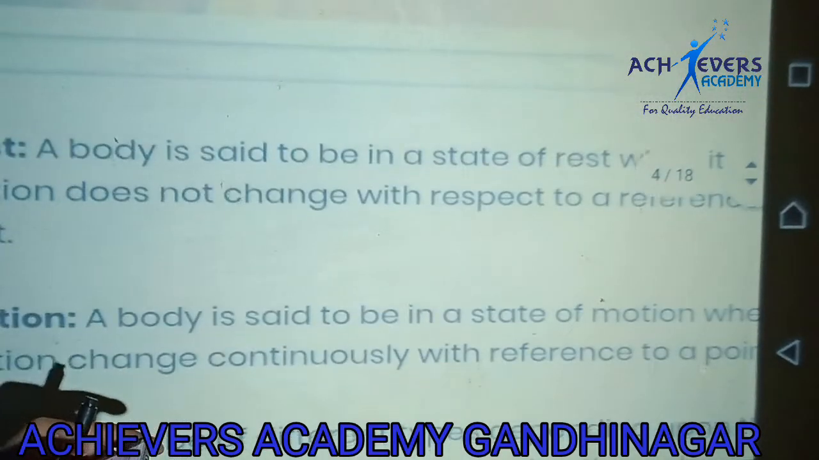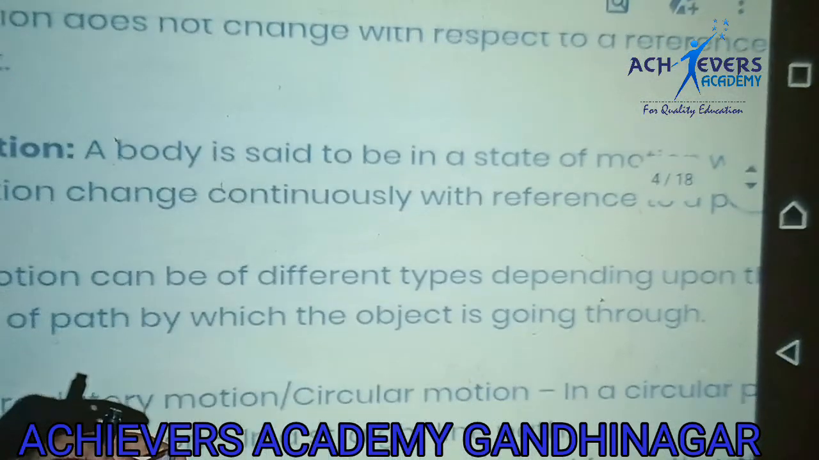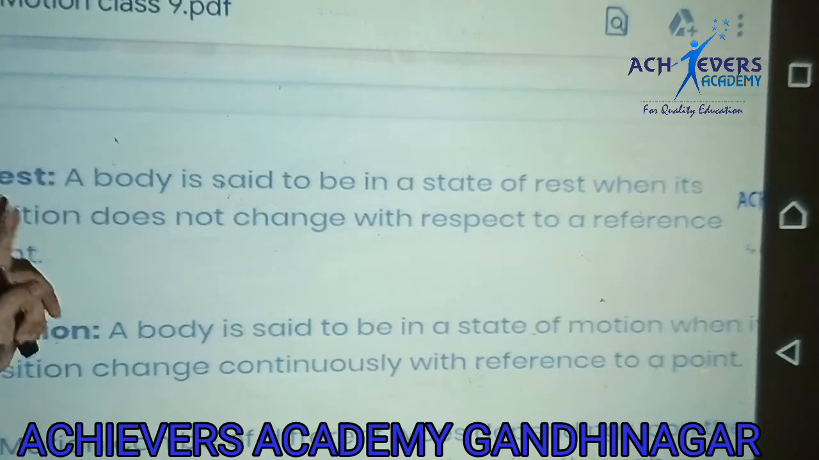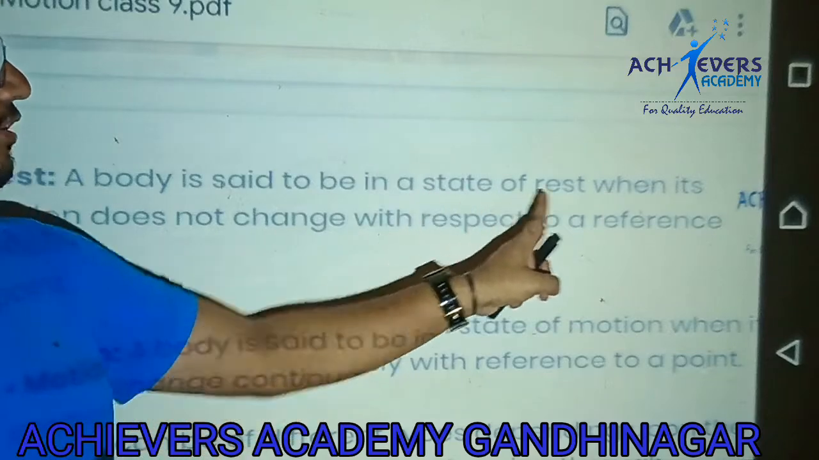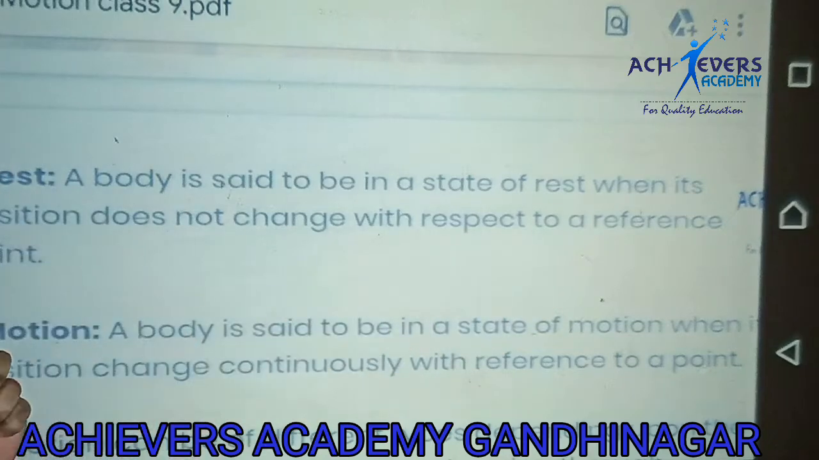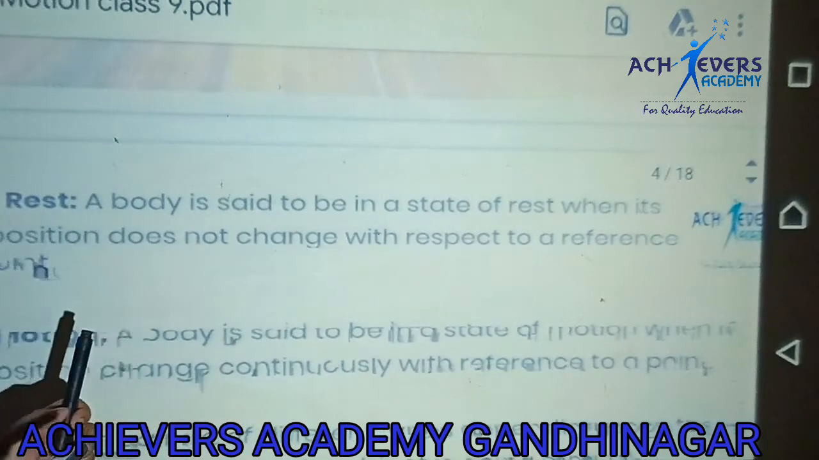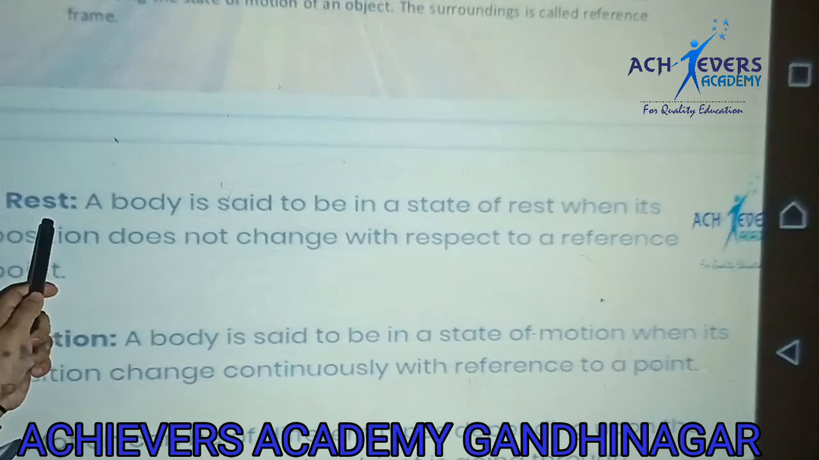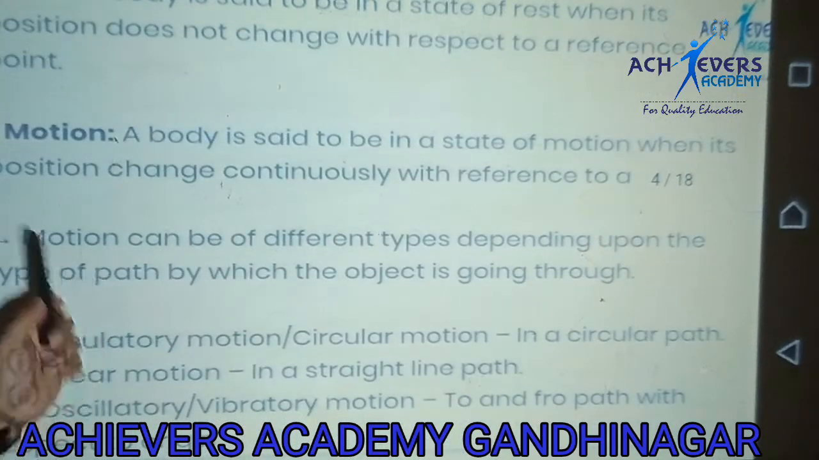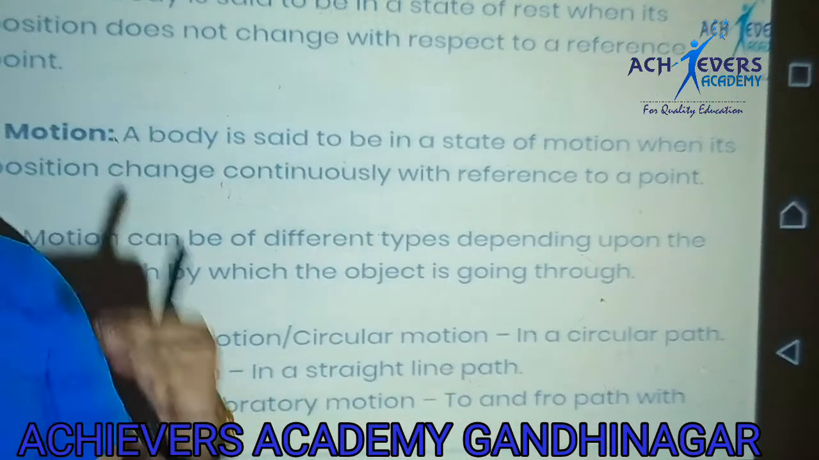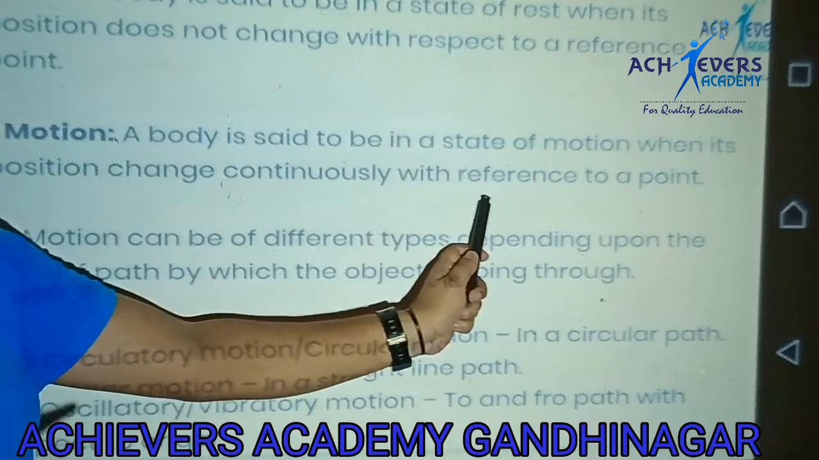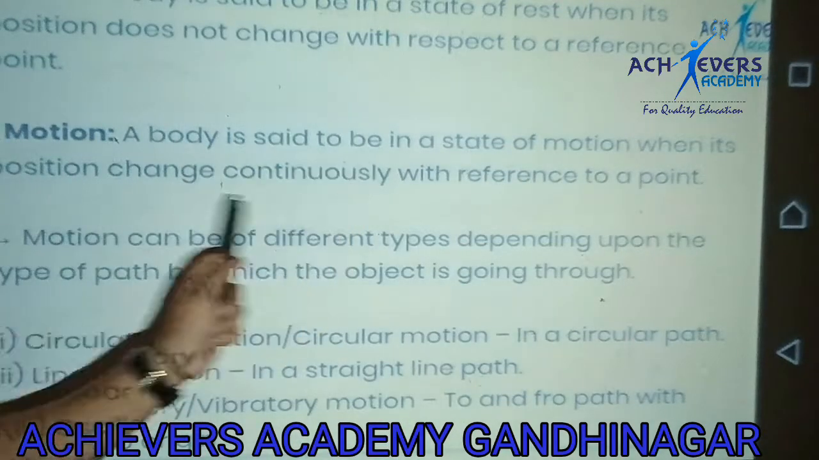Now, let's come to the definitions of the terms. The first term we need to think about is rest. So what is rest? A body is said to be in a state of rest when its position does not change with respect to a reference point. Then next, motion. We already discussed motion. Here is the statement, which I have written so that you can note it down in your notebook. A body is said to be in a state of motion when its position changes continuously with reference to a point. That is basically known as motion.